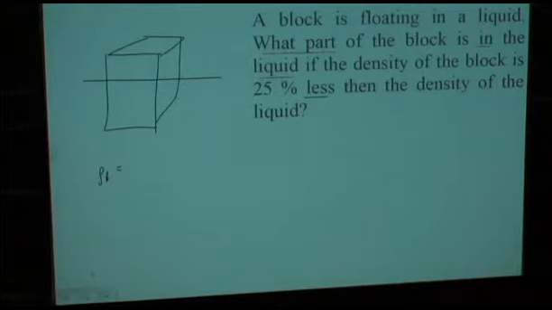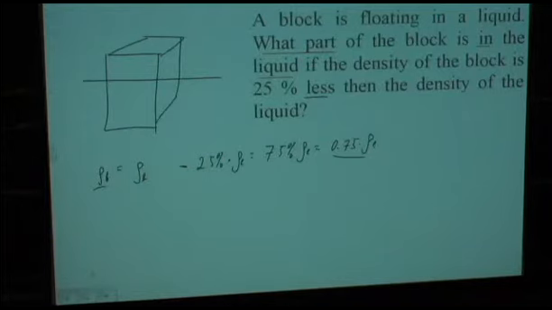Well, what does less mean mathematically? We have to subtract. So this is the density of this liquid, and we have to subtract 25% of that, which gives us 75%, or 0.75. So this sentence has to be written mathematically. The density of this material is 0.75 the density of the liquid, which keeps it floating. That's it. The rest is simple.